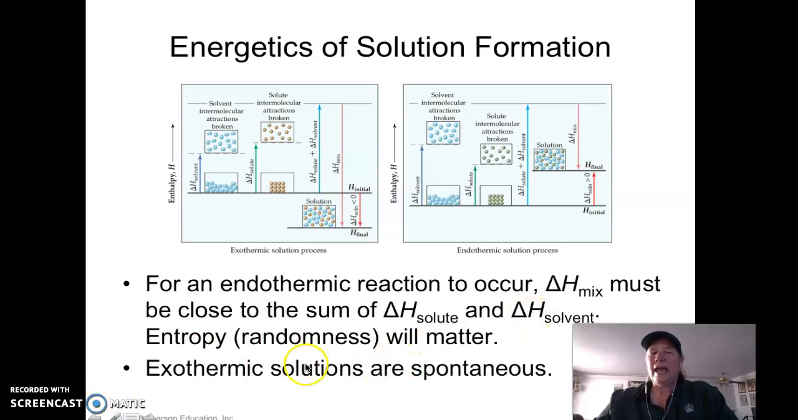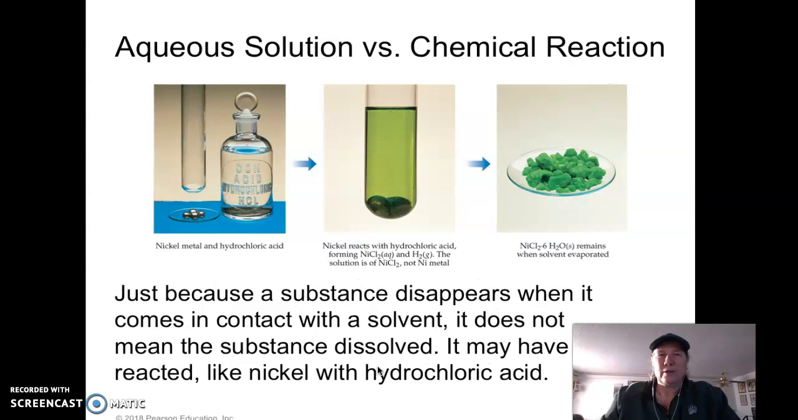Okay, exothermic reactions are spontaneous. For an endothermic reaction to occur, you have to do something. It doesn't just happen. You have to make it happen. You have to add energy to it. You have to do something, okay? But an exothermic solution, these can happen without you doing much. You know, they don't need that extra boost, if you want to call it that, okay?